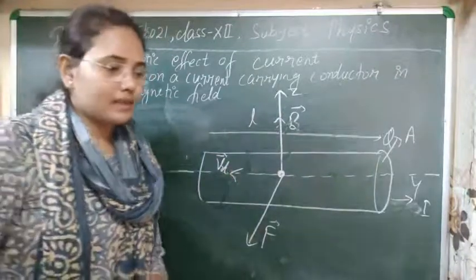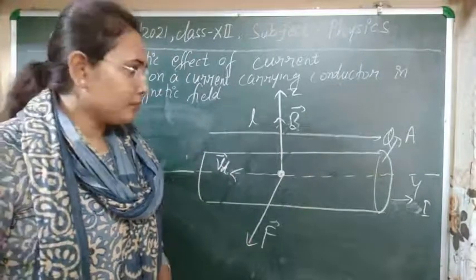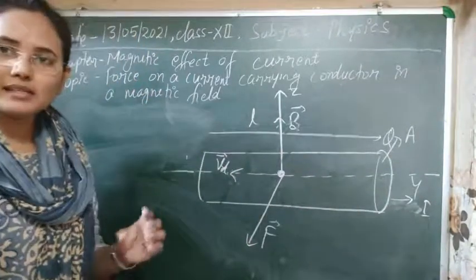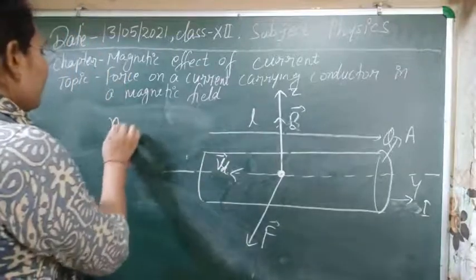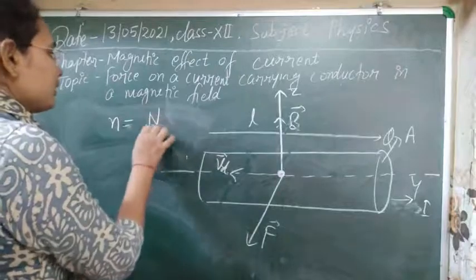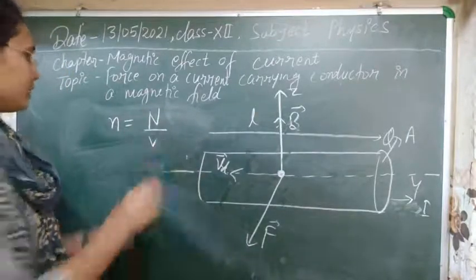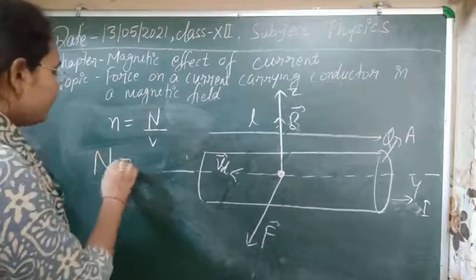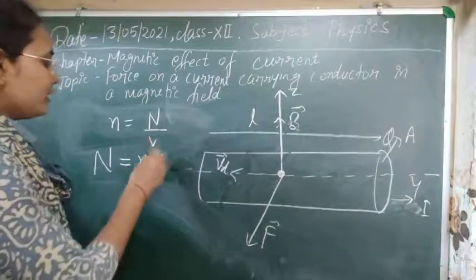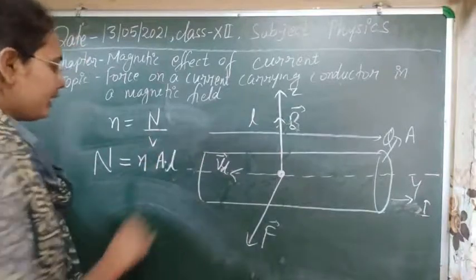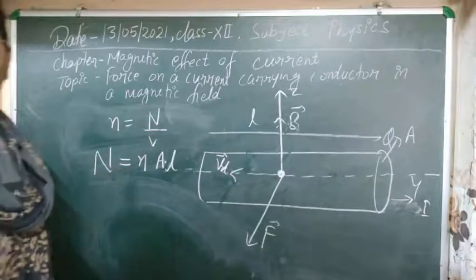Now let's derive the formula for the force experienced by the conductor in the known terms that we have. Suppose small n is the number of electrons per unit volume. So we can write small n is equal to number of electrons per unit volume. The total number of electrons is capital N, and the volume is V. So the total number of electrons will be equal to small n into V, and V can be written as A into L. So nAL is the number of electrons that we have in the conductor.